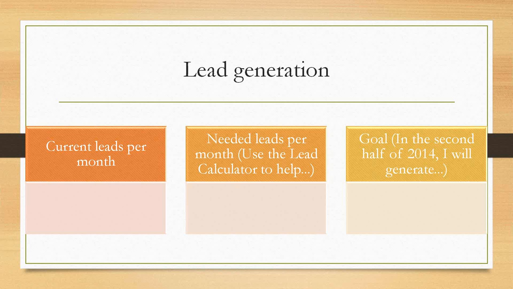Suppose you need 60 transactions in a year, and out of your 10 leads only one transaction is coming. So you need to calculate how many leads you will need to reach that goal of 60 transactions. In the second half, I will generate X amount of leads, 25 leads, 10 leads per month, or whatever. This will be your review of your lead generation target.